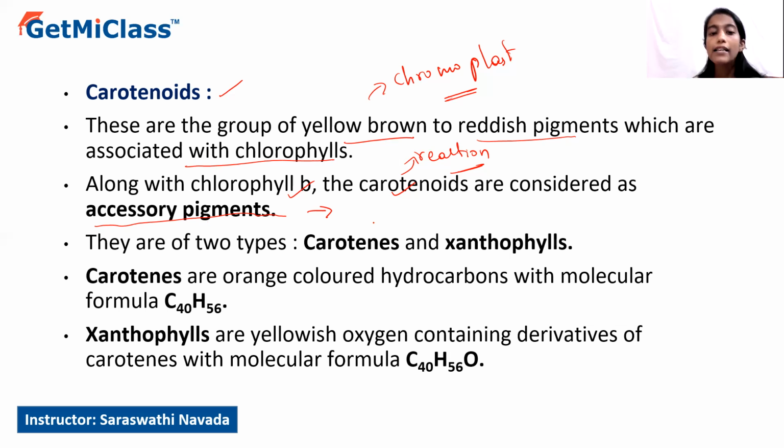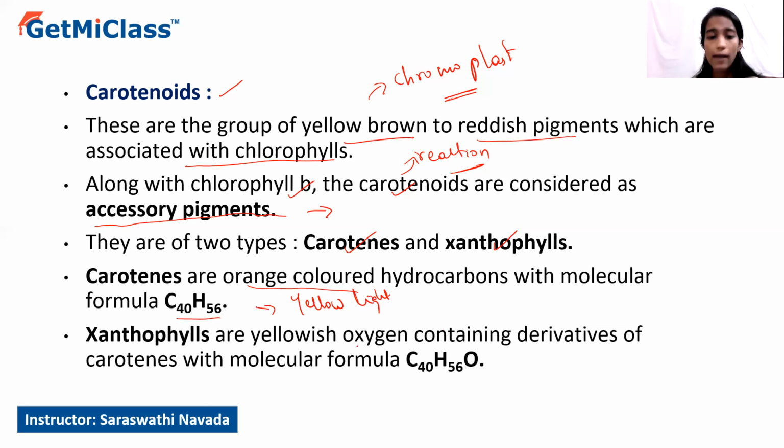And in case of carotenoids, there are two types. One is carotene and the other is xanthophylls. Carotenes are generally orange colored hydrocarbons with molecular formula C40H56, and they can effectively absorb the yellow light region. Whereas xanthophylls are yellowish oxygen containing derivatives of carotenes, so in addition to carotene, one extra oxygen will be present.